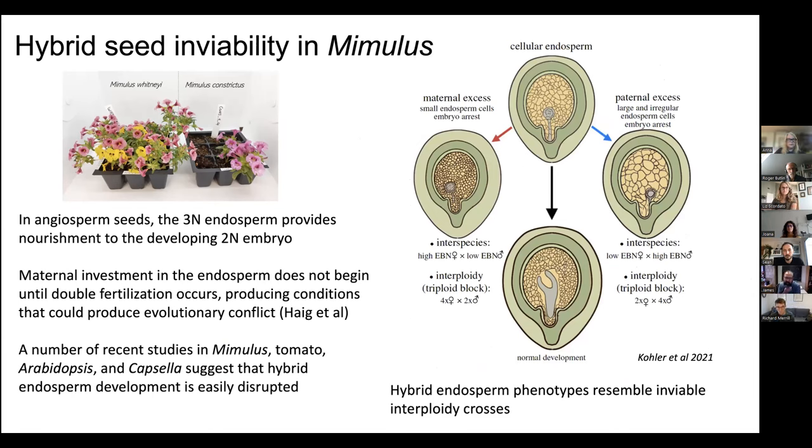I want to introduce the idea that, for non-plant people, in angiosperms there's this really interesting interaction between the triploid endosperm and the diploid embryo that can provide an avenue to develop hypotheses for barriers that might be responsible for the earliest forms of post-zygotic isolation. We know that maternal investment doesn't occur in the endosperm until after double fertilization occurs, and so there are conditions where evolutionary conflict might produce these really important arms races. There's great theoretical work by David Haig and others, along with some recent empirical studies in mammals and tomato, and especially Claudia Köhler's work in Capsella, that suggests that hybrid endosperm is really easily disrupted, and it mimics the patterns we see in interploidy crosses.